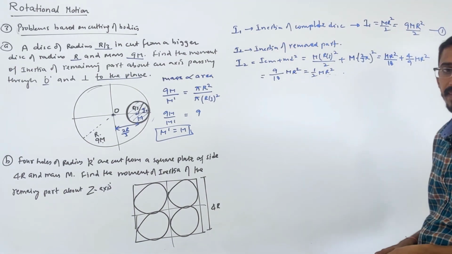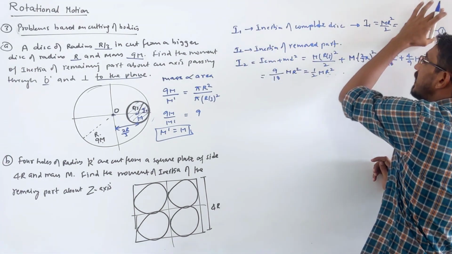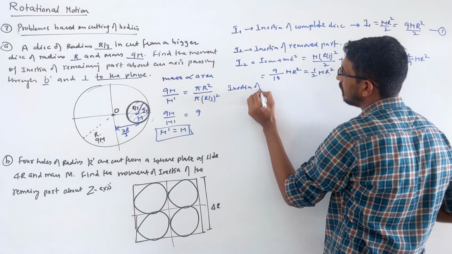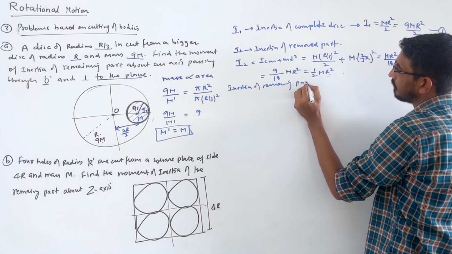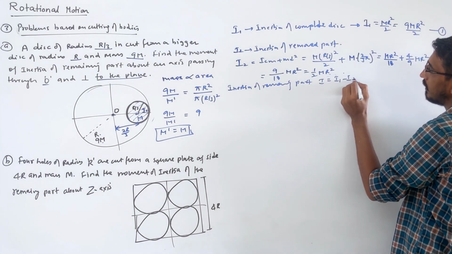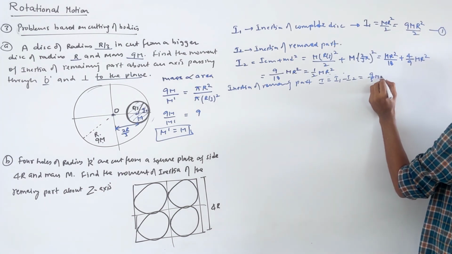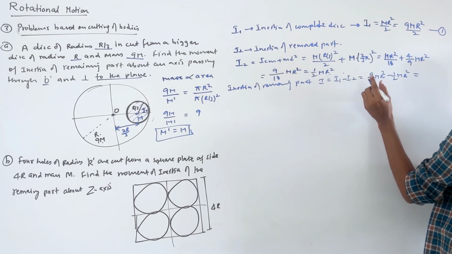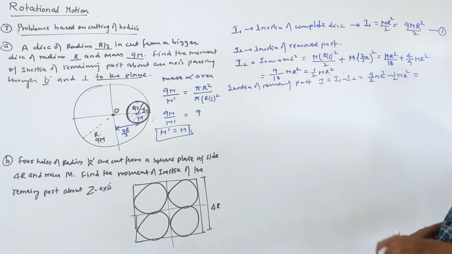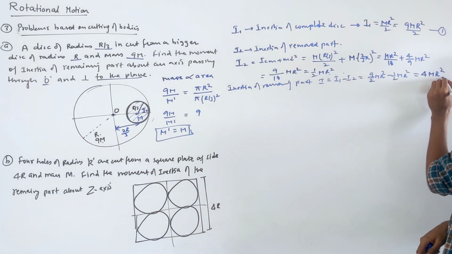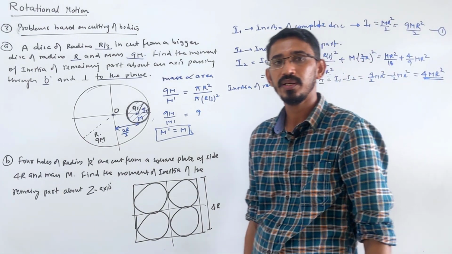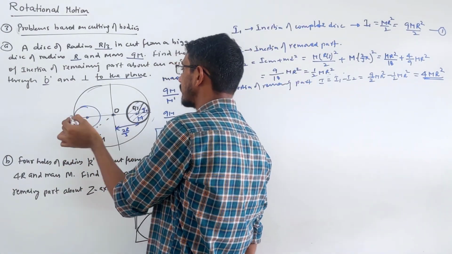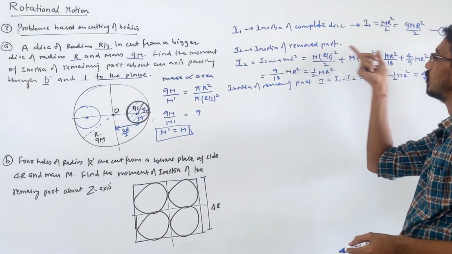Now what is the final answer? This is the inertia of the complete disc, and this is the inertia of the removed part. So for the inertia of the remaining part, you have to subtract these two. I will be equal to I1 minus I2, so 9 by 2 mr square minus 1 by 2 of mr square. So 9 minus 1 becomes 8 by 2 mr square, which means the answer is 4 mr square. That's the answer of this question. If one more disc is cut and removed here from the same disc, then it will be a double removed part, again the same thing.